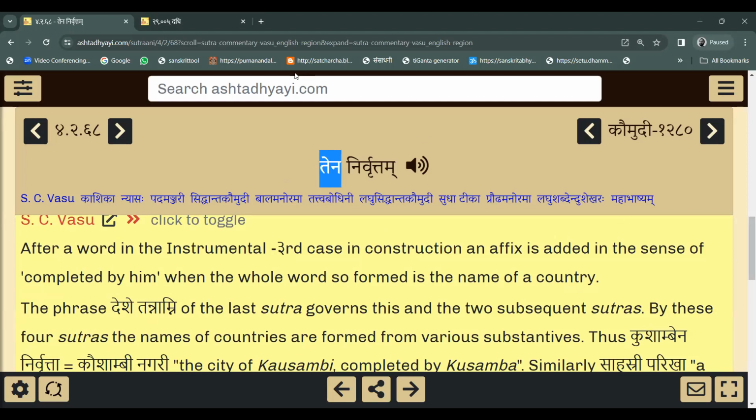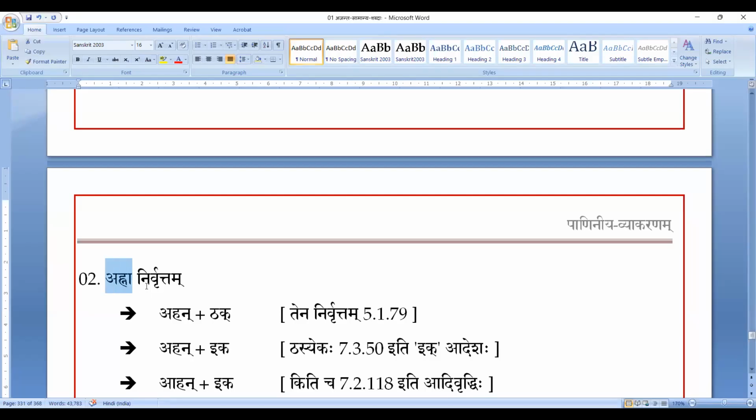Under this Adhikara, Tena Nirvrittam, we have Anna Nirvrittam. Anna is the Tritiya Bhakti of Ahan. So Ahan plus, in that sense, Tak Pratyaya is added to the Subantam. Ahan plus Ta. So Ahan Ta Pratyaya will become Lopaha because of Supo Dhatu Pratipadikayoho Luk. So Ahan plus Tak, then by Tasyekaha, Tak will be replaced by Ik. Therefore you have Ika.